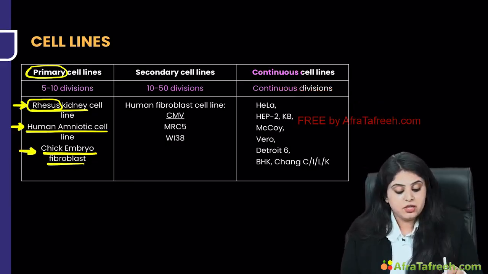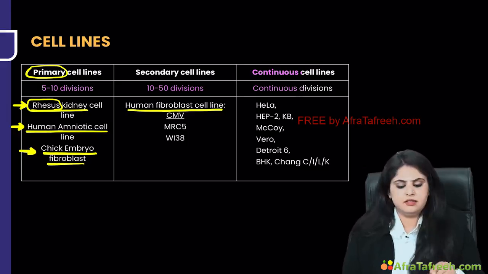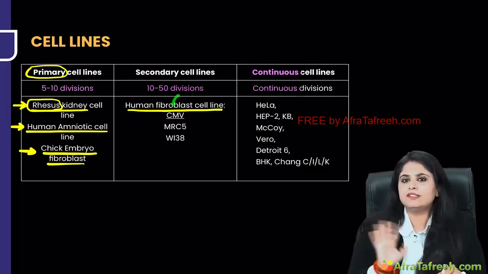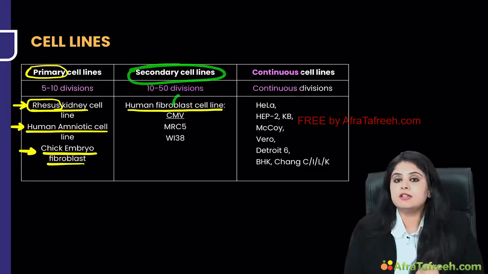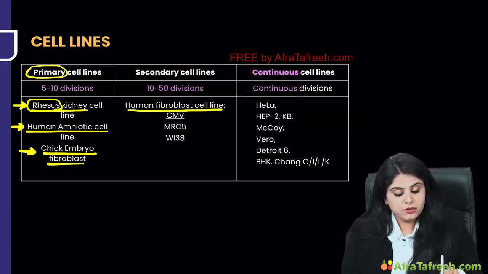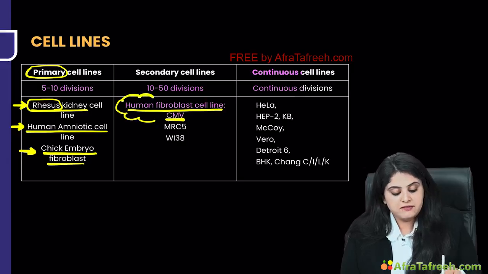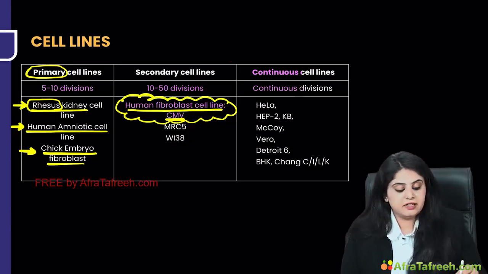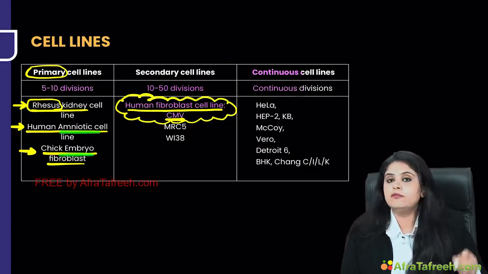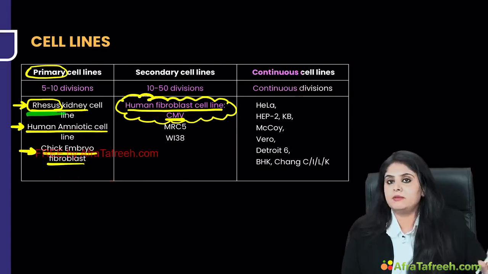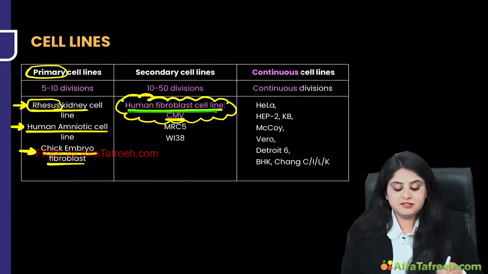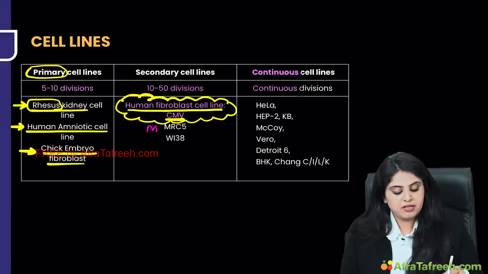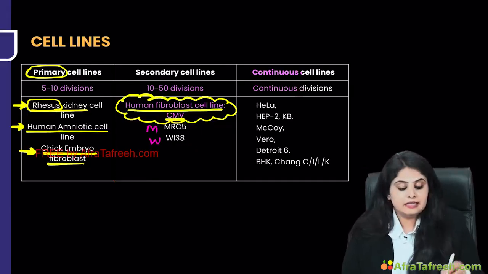But if I mention human fibroblast cell line, there is no word like fetus or embryo, so that becomes a secondary cell line. And that is important because human fibroblast cell line has been used for the growth of cytomegalovirus, a very famous and an expected question. So repeating once again, anything that is to do with amniotic, embryo, fetus or monkeys, all primary. Human fibroblast cell line with this M and W, MRC5 and WI38, these are secondary.